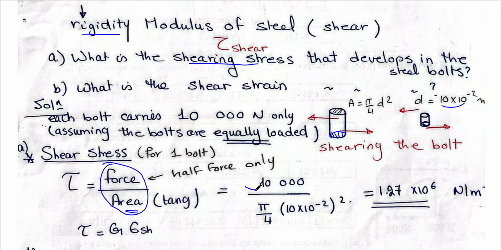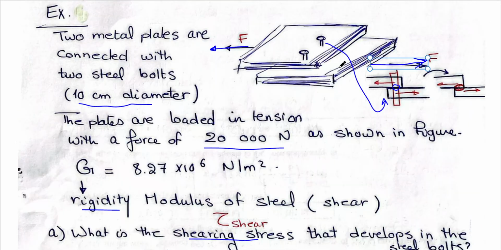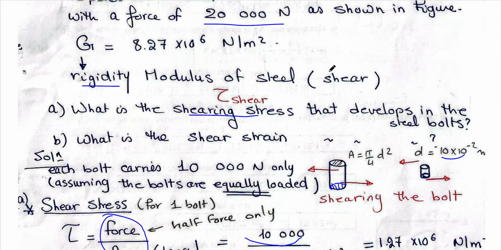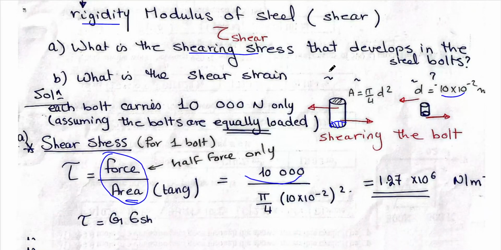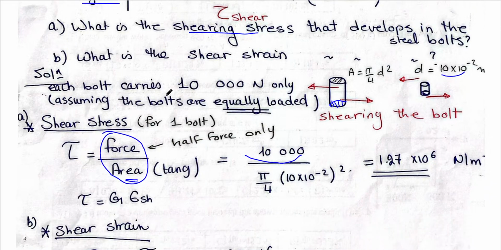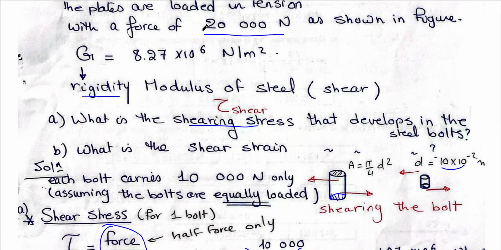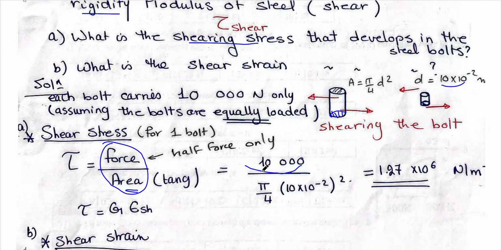But I will take only half the force. Why half the force? Because this force is being equally distributed and equally loaded on both bolts. So it's given that I will apply 20 kN. I will take only 10 kN and then divide by the area and then calculate the shear stress.